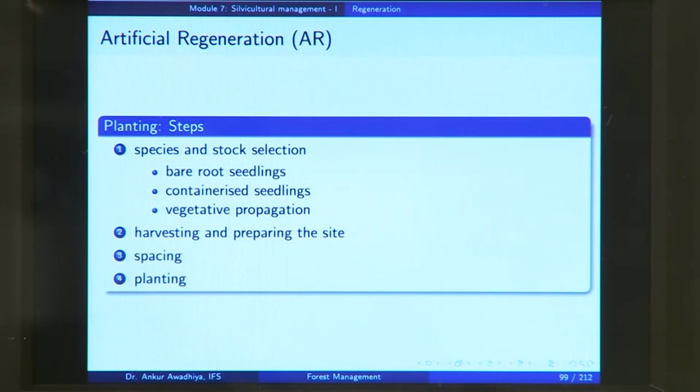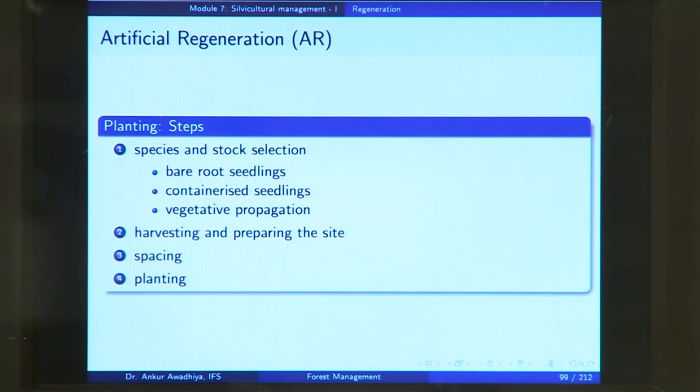Now, we can also do artificial regeneration by planting. So, you can do artificial regeneration by sowing of seeds, or you can do artificial regeneration by planting of your seedlings. Now, when you are doing it through planting, there are 4 steps.